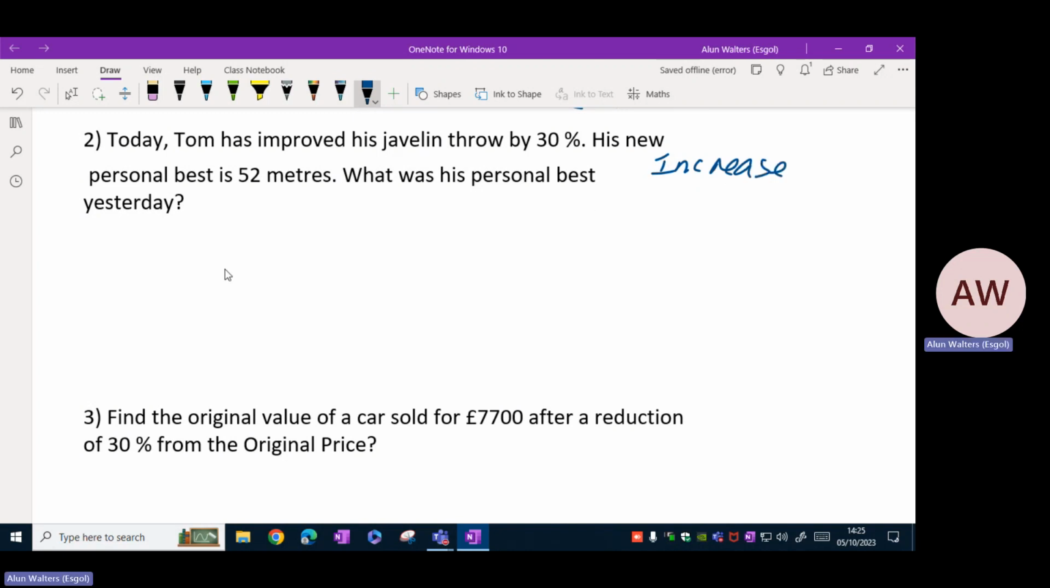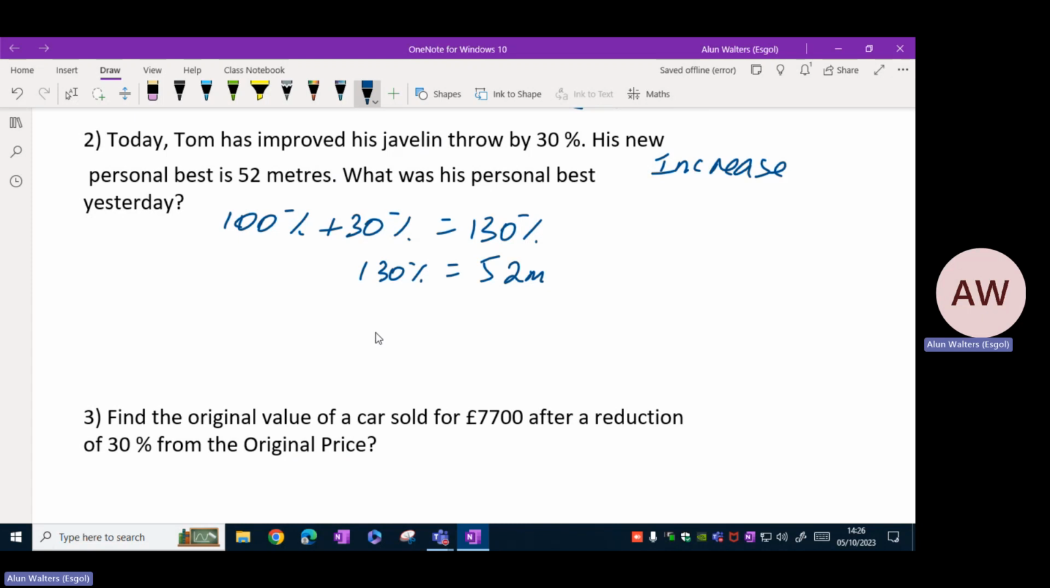When you throw in an athletics event, you improve by increasing the distance. It's different if you're running, where you would improve by decreasing the figure. But this is an increase, so we end up saying 100% plus 30% is 130%. So Tom started off with a throw that was less than 52 meters, but the 52 meters is actually worth 130% of the original.